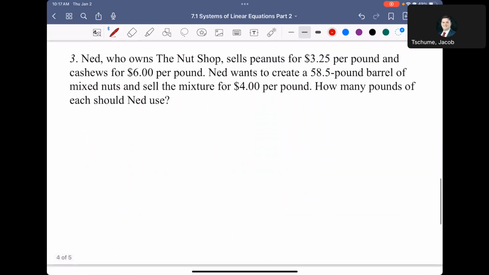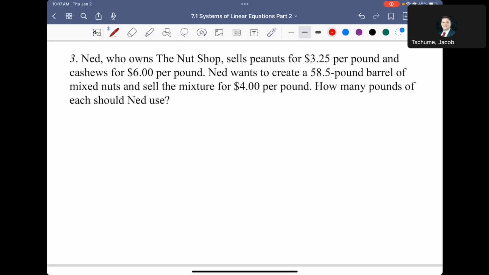All right. Going to number 3 of 4. This one says Ned, who owns the nut shop, sells peanuts for $3.25 per pound and sells cashews for $6 per pound. Ned wants to create a 58.5-pound barrel of mixed nuts and sell the mixture for $4 per pound. How many pounds of each should Ned use?